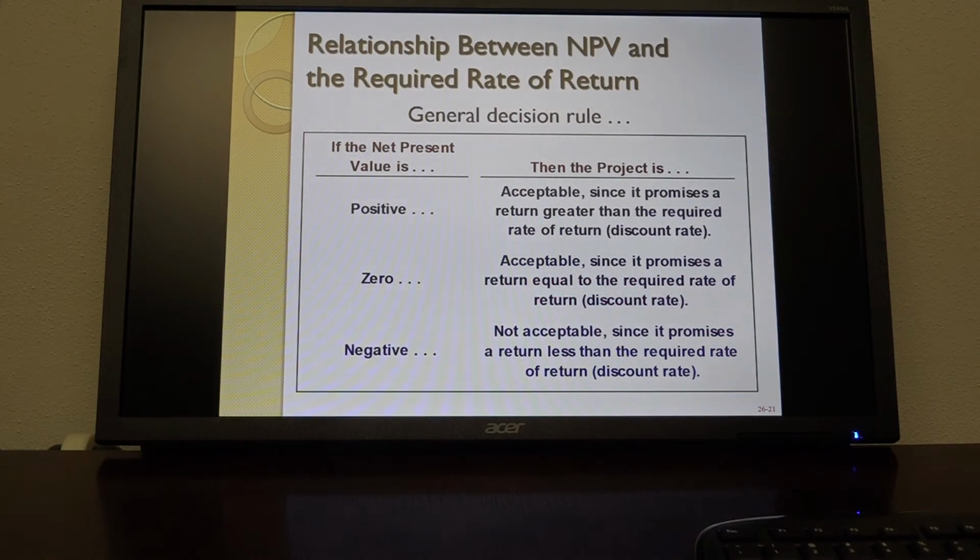So, general rule is if the net present value is positive, then the project's acceptable since it promises a return greater than the required rate of return, which is your discount rate. If the net present value is 0, it's still acceptable since you're getting as much of a return as the required rate of return. And if the net present value is negative, the project's not acceptable, because the net present value of your inflows is less than the required rate of return.